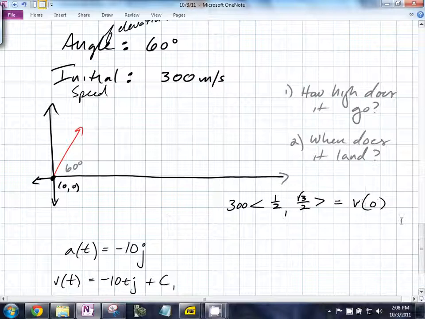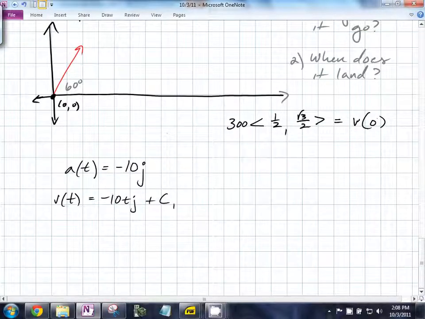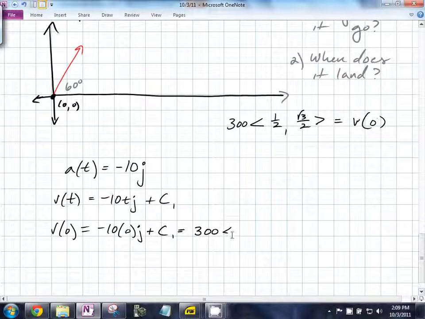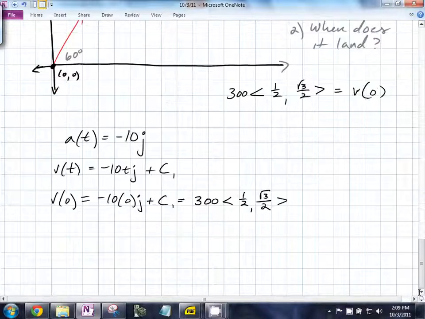That's correct. So v of 0 we know is going to be negative 10 times 0 j plus c1, but we know that equals what? 300 times 1/2, root 3 over 2. So what does c1 equal? 150. So you could say it's 150i plus 150 root 3 j. Exactly.